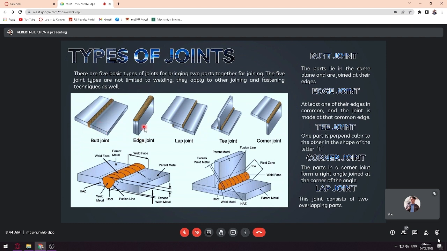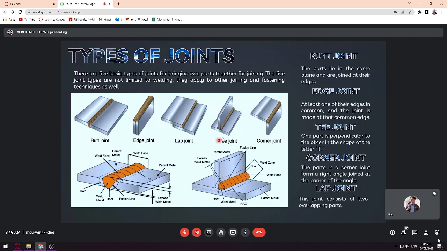Kapag edge joint naman, meron tayong magkadikit na metals or in parallel sila. Tapos yung edge nila, yung common edge nila, doon natin siya i-weld. So ito. Sa lap joint naman, from the word itself, overlapping sila. So yung overlapping nila, doon natin siya i-weld. Kung makikita nyo dito. Itong part na to at saka yung other one.